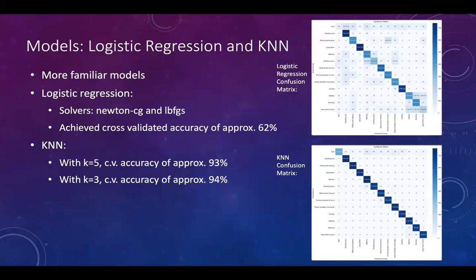are a little bit more straightforward in my mind, and additionally, I feel a little bit more comfortable and familiar with. So for logistic regression, I utilized the 2 different solvers in these models and was able to achieve a cross-validated accuracy of approximately 62%. You can see on the right the confusion matrix for one of these models.